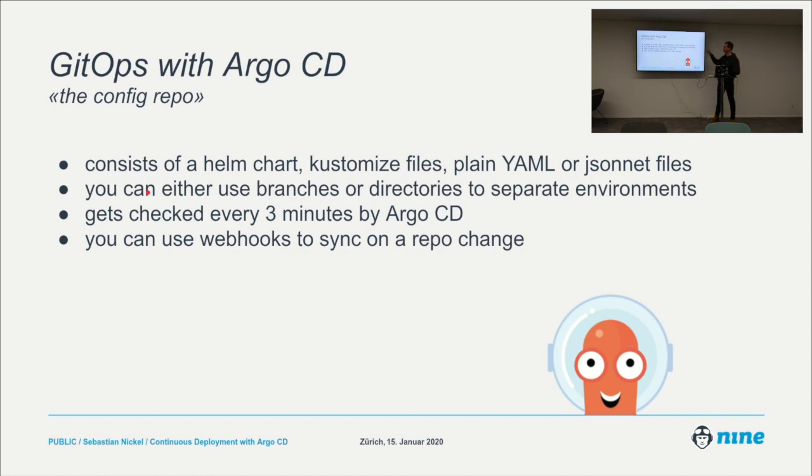The configuration directory gets checked every 3 minutes by Argo CD, but that might be too slow, right? Everybody wants to be fast. You basically define a webhook in your configuration repository. So whenever there is a change, the webhook notifies Argo CD, and Argo CD will check the current state of your config repo.